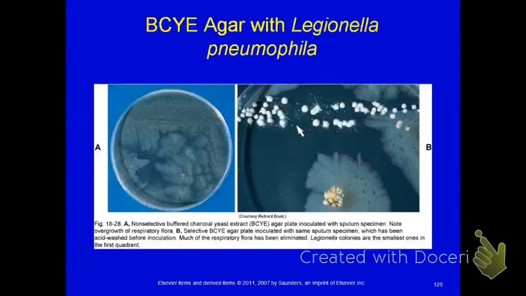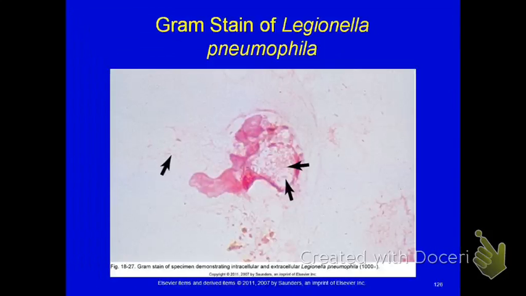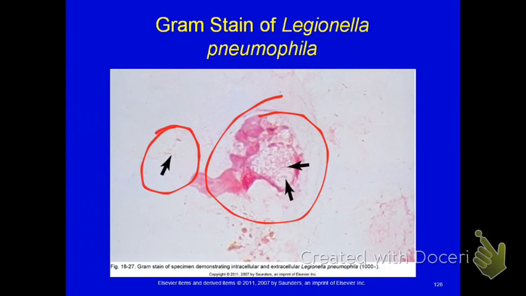Okay, another example of BCYE. This is the gram stain of Legionella. As you notice, the thin rod could be seen extracellularly or intracellularly within a macrophage or a neutrophil.